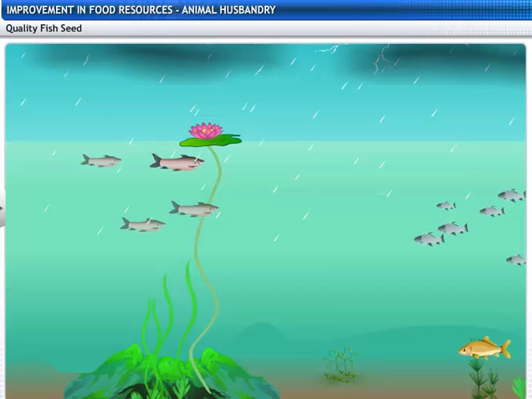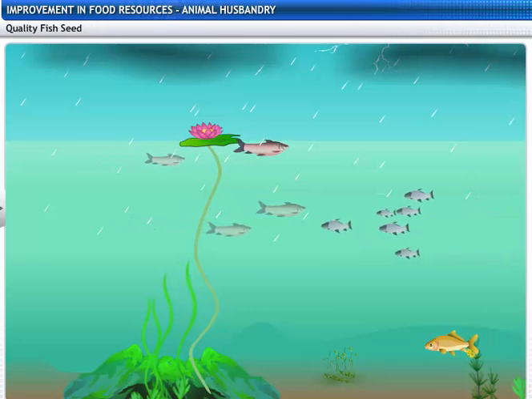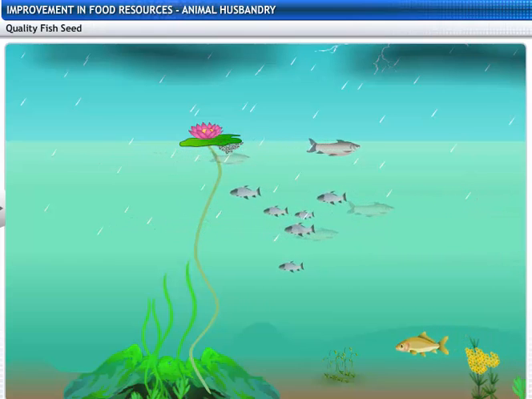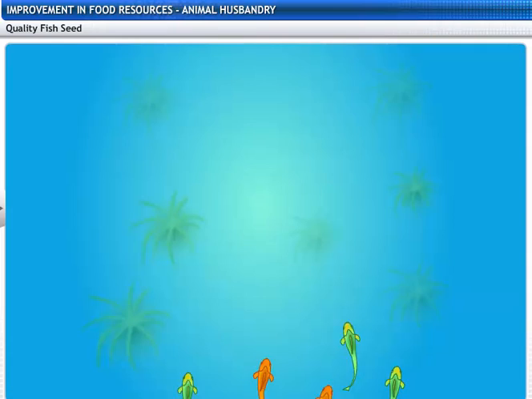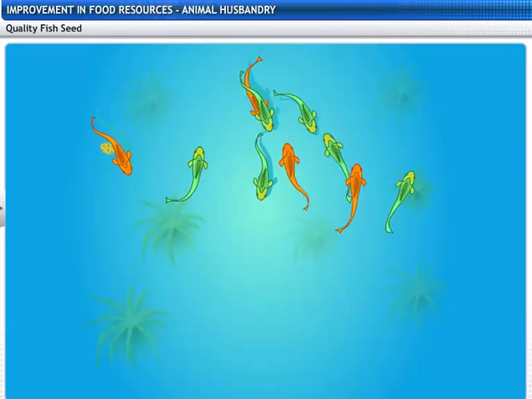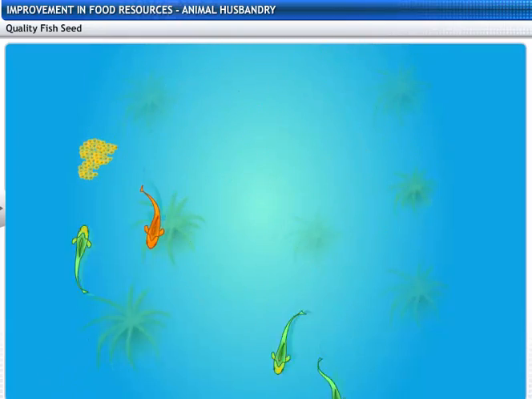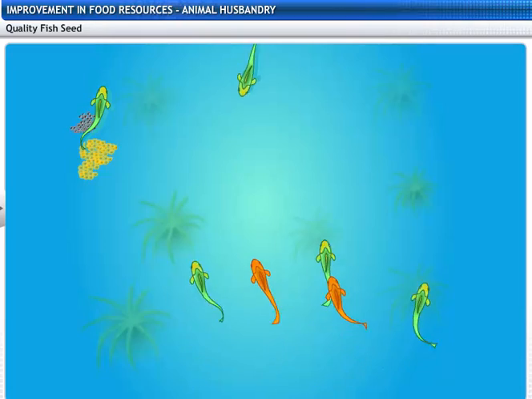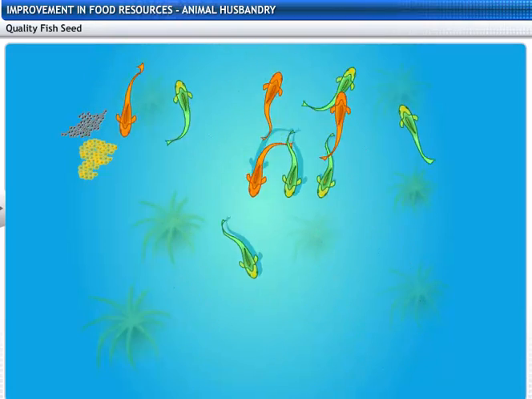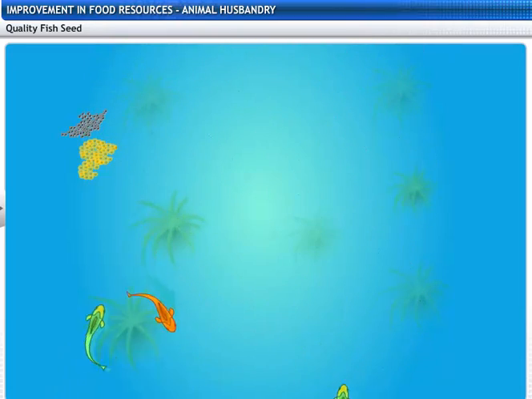However, one problem with such composite fish culture is that many of these fish breed only during the monsoons. Even if fish seed is collected from the natural habitat of a particular fish, it may be mixed with the eggs of other species of fish.